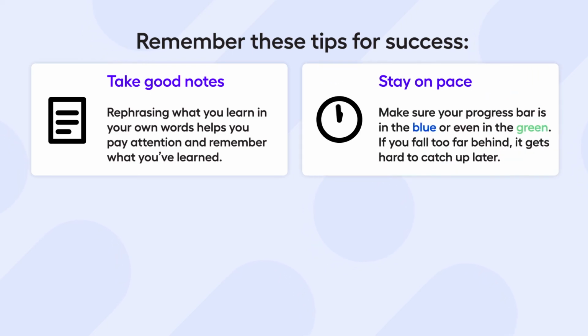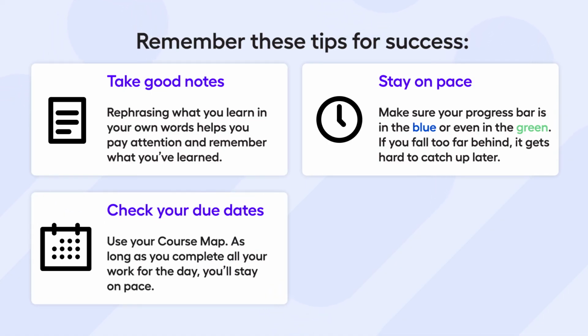Second, stay on pace. Make sure your progress bar is in the blue or even in the green. If you fall too far behind, it gets hard to catch up later. If your teacher has set a target date for you, you can check the due dates in your course map to see exactly what you need to do each day to stay on track. As long as you complete all your assignments for the day, you'll stay on pace.